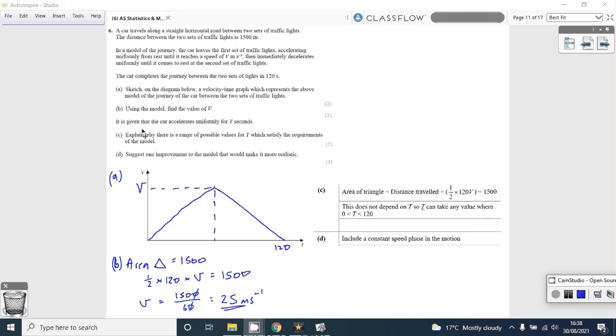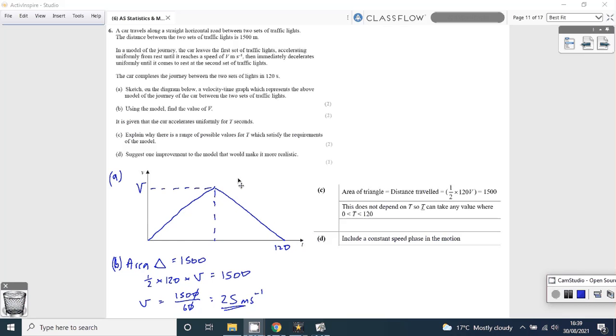Now part C, it is given that the car accelerates uniformly for t seconds. Explain why there is a range of possible values for t which satisfies the requirement of the model. Well, the point is that this point can just flex across. t can be anywhere, and we still get the area under the graph being 1,500. So it's not dependent on t. We can move this point anywhere along here, and the graph will still give us half times base times height equals 1,500, because the distance travelled does not depend on t.